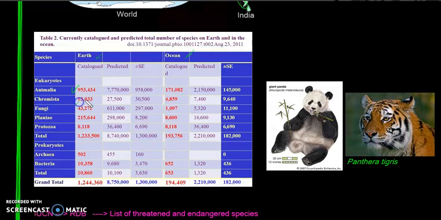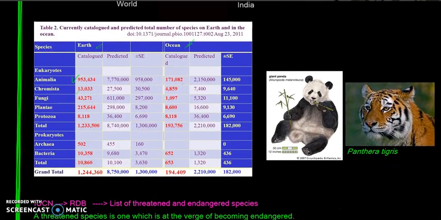The Chromista group, that is the heterokont algae, the brown algae, diatoms, etc., occupy 13,033 species in terrestrial land, and in the aquatic environment there are 4,859 species. Fungi is quite large. There are 43,271 species on Earth, and in the marine environment there are 1,097 species. Plantae represent 2,15,644 in the terrestrial environment, and in the aquatic environment it is 8,600. So these are the different numbers of species of various types of organisms on Earth.